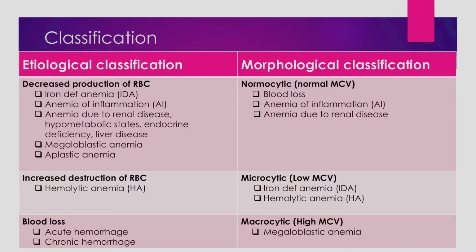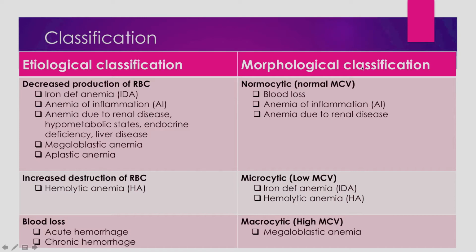Chronic hemorrhage, for example, there are ulcers in the stomach, or there is some other bleeding point in the body from where chronically the person is losing blood. For example, hookworms, worms in the intestines. Ulcers in the stomach or in the intestines. Or inflammation of the bowel, for example, ulcerative colitis, Crohn's disease. All these inflammatory bowel diseases lead to chronic loss of blood, which is called chronic hemorrhage.